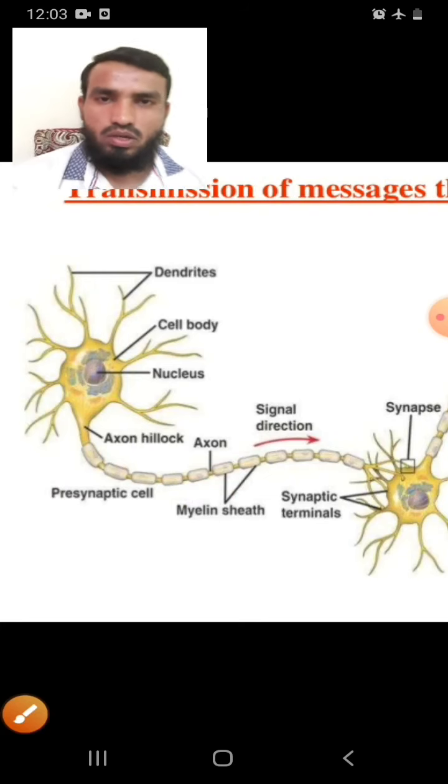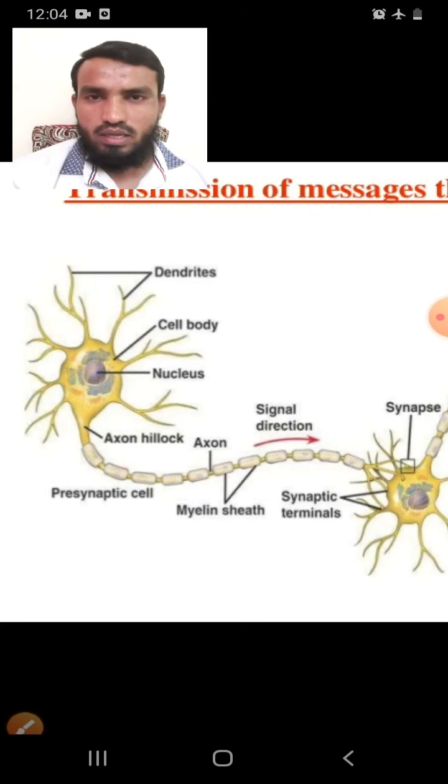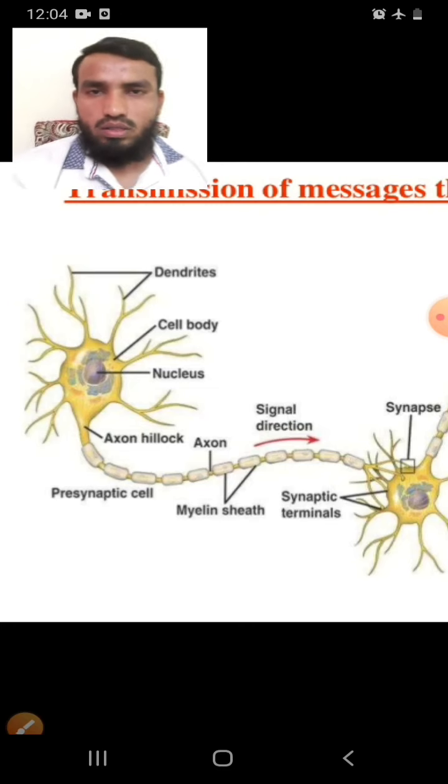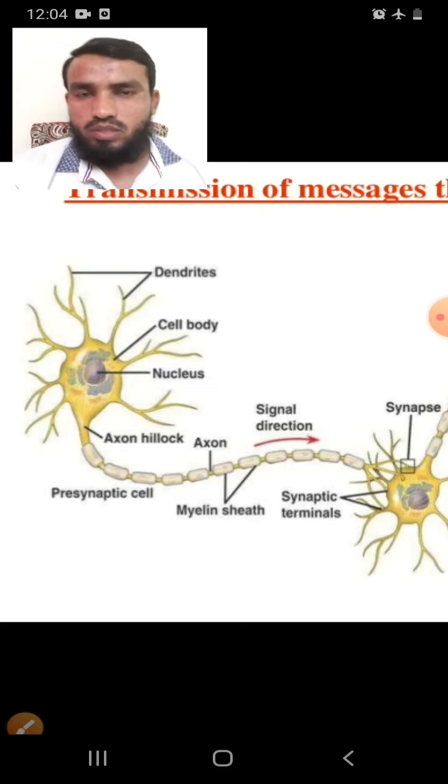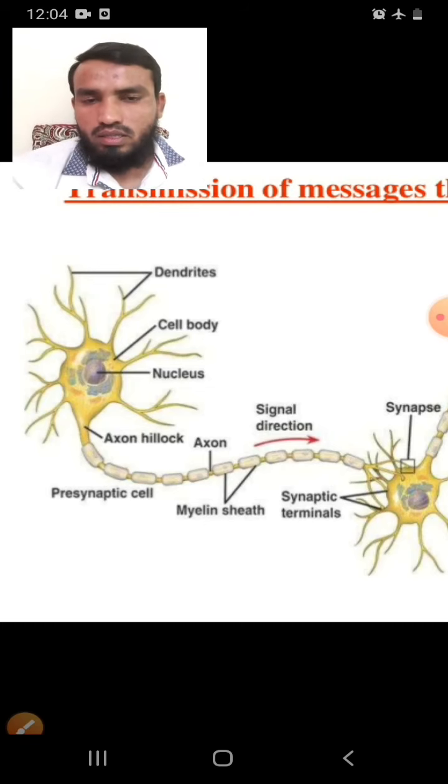And finally the message generated from our sense organs, whatever they are, skin, tongue, nose, ears, eyes, all this information is generated in impulse form and travels from one neuron to another neuron, and reaches the brain.